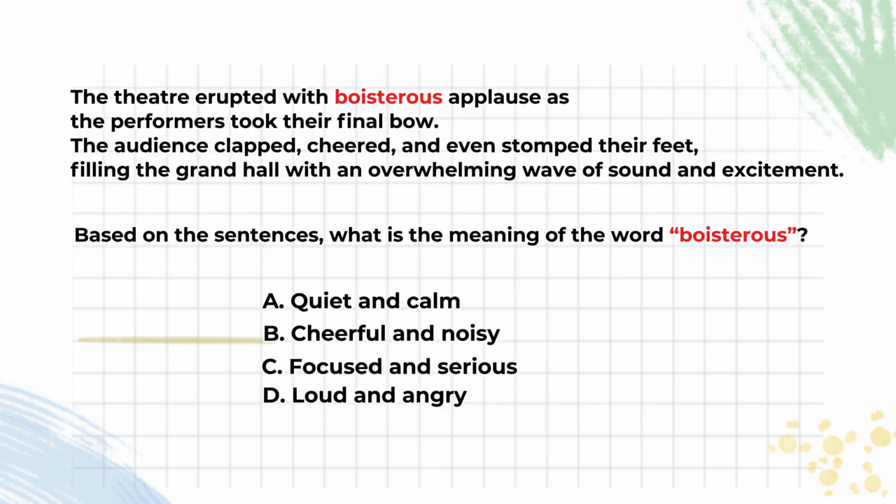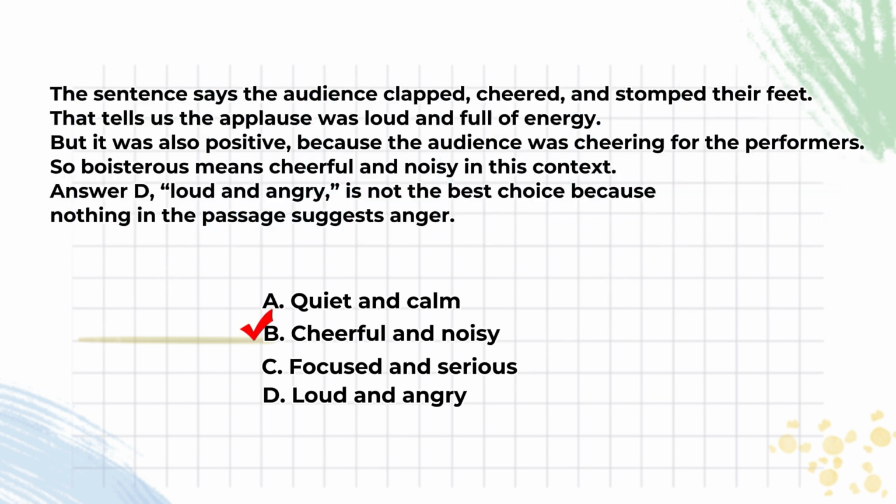Now let's look at a vocabulary and context question. The question asks what boisterous means in this sentence. Pause here and use the clues around the word. The correct answer is B, cheerful and noisy. The sentence says the audience clapped, cheered, and stomped their feet. That tells us the applause was loud and full of energy. But it was also positive, because the audience was cheering for the performers. So boisterous means cheerful and noisy in this context. Answer D, loud and angry, is not the best choice because nothing in the passage suggests anger.